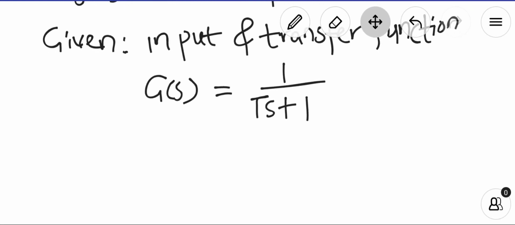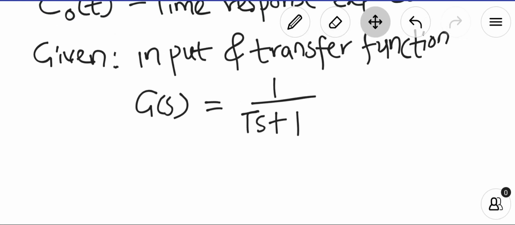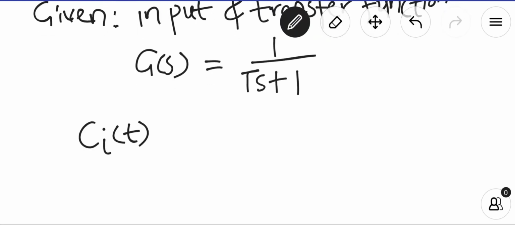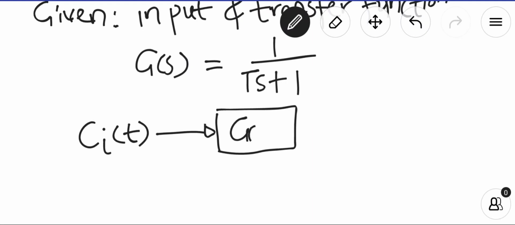The way you will know that it is a first order is because in the characteristic equation, the highest power is 1. This is the characteristic equation, and the highest power is 1, so it's a first order. In order to find c0(t), which is the output, you'll be given the input and the transfer function in order to get the output expression to study the behavior of the output with respect to time.